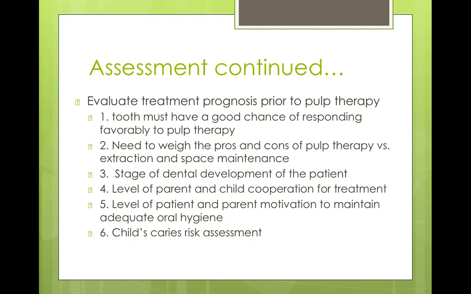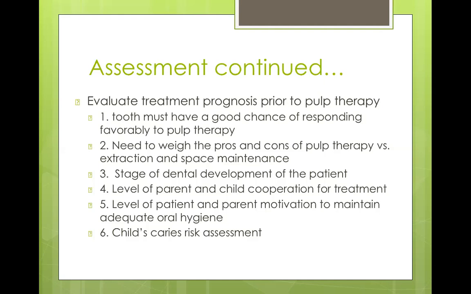So another thing that's important to evaluate is the level of patient and parent motivation to maintain adequate oral hygiene. You don't want to save a tooth that you know is going to fail later on because the parents are not brushing. There's going to be decay again. So you want to do your caries risk assessment. And if it's a kid, if you're in between, should I save this tooth? Should I extract the tooth? If it's a kid with really poor oral hygiene, the parents are not motivated, caries risk assessment is high, I more likely tend towards extraction versus a pulp and a crown.